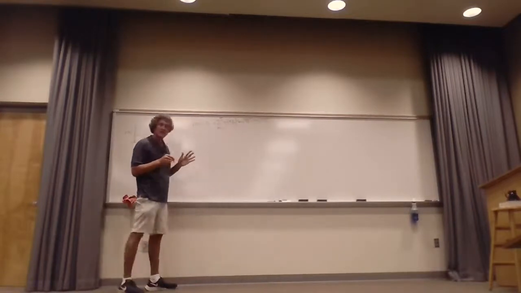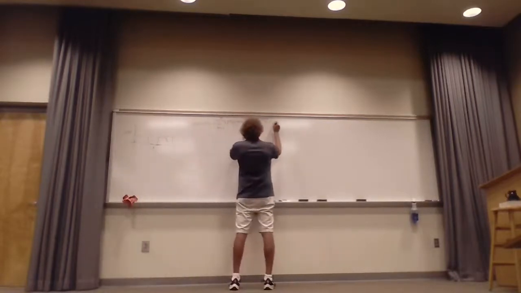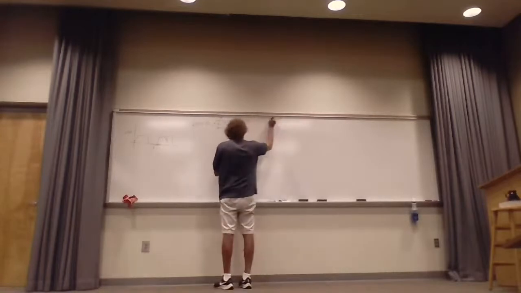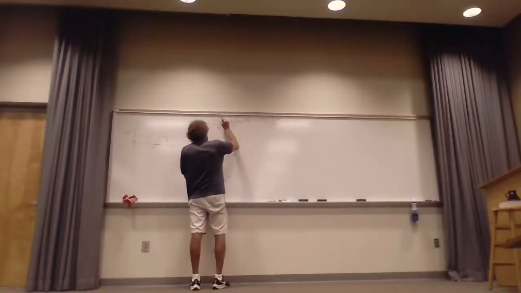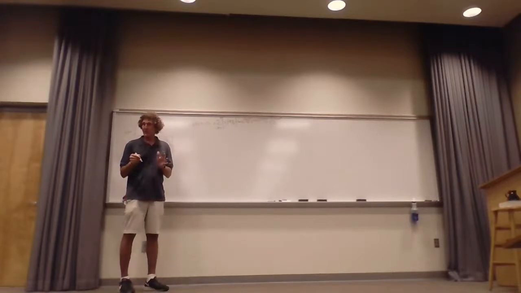Are you with me? It's this times e to the j n omega naught t. Sorry, this is the time variation. This part right here is just a magnitude that varies with n omega naught. Do you all follow me on that? Just take a good look. Make sure you see what I'm doing.